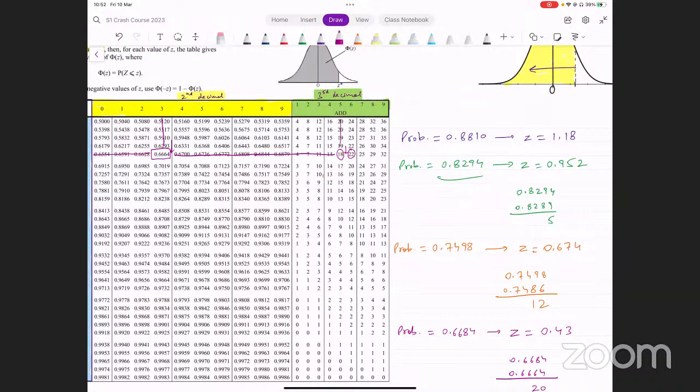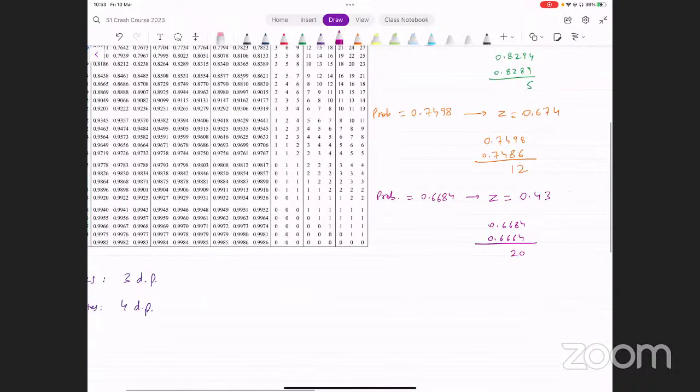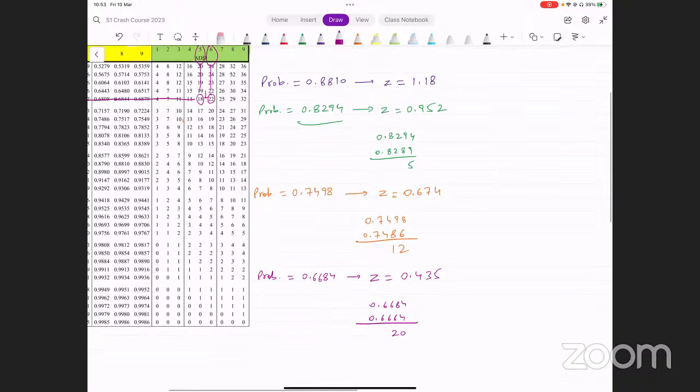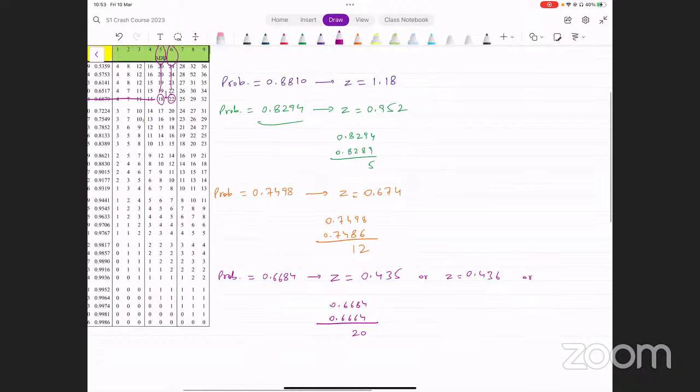So you can either have 5 here or 6 here, both will be acceptable. So you could write that Z is 0.435, and that's okay. Or you could write that Z is 0.436, that is also okay. Or you could also say it's between the two. So that would be 0.4355. That is also okay.